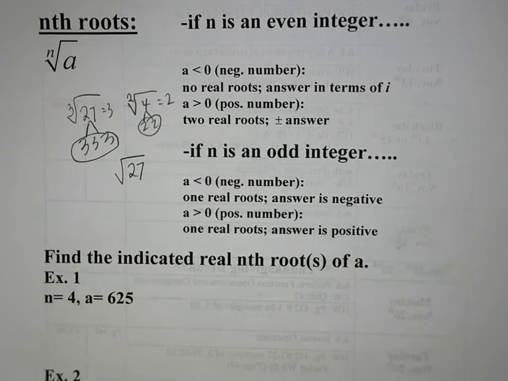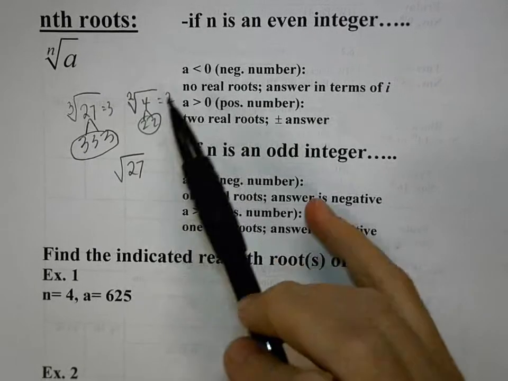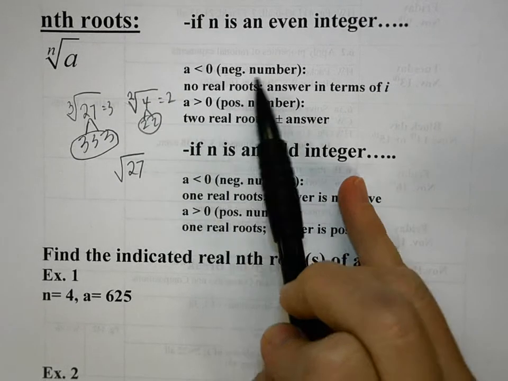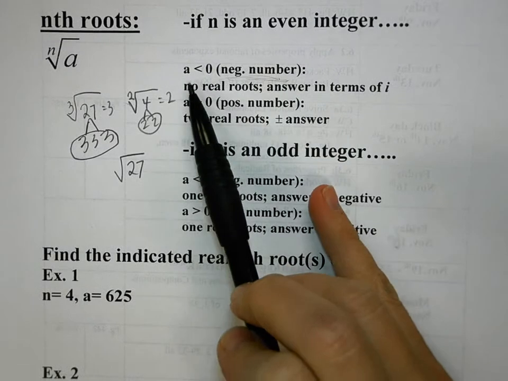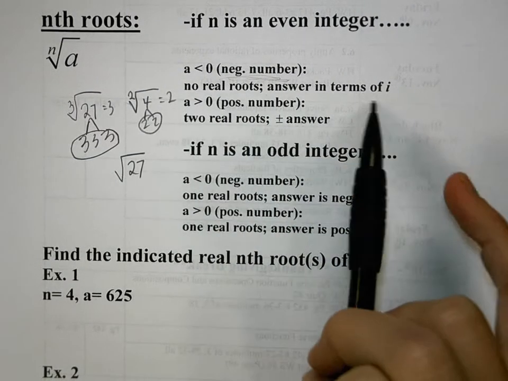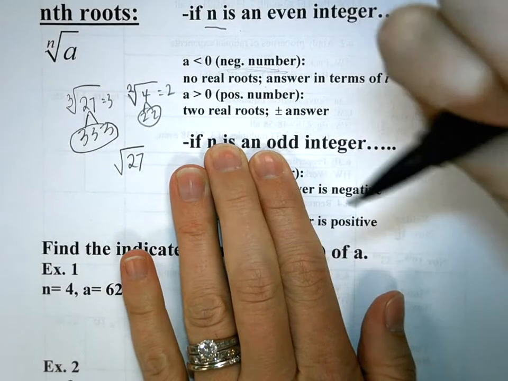Okay, cool. Now this is actually the tricky part, is what we're going to talk about right now. If A is less than 0, what numbers are less than 0? Negative numbers. Okay? There are no real roots, and the answer is in terms of i. And this is when we're dealing with n being even.